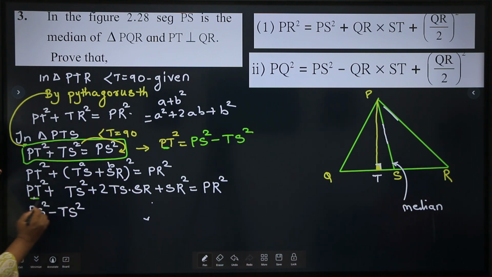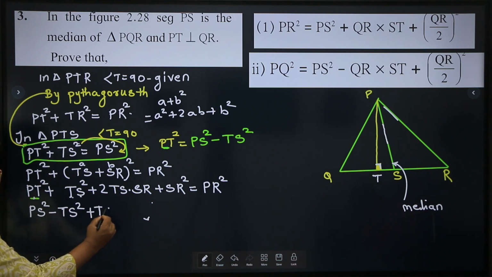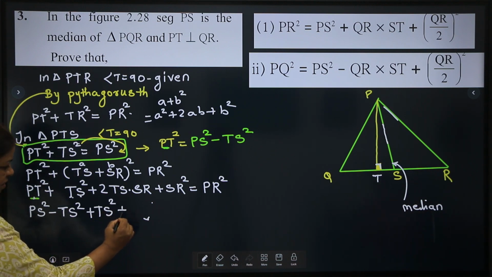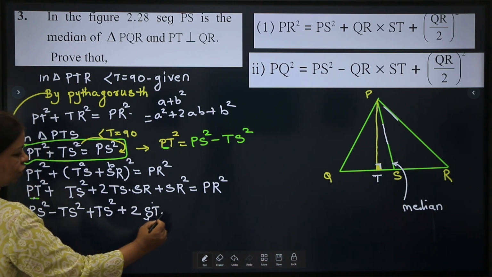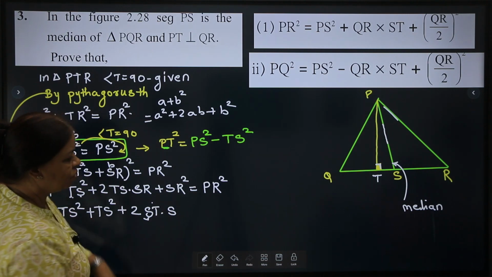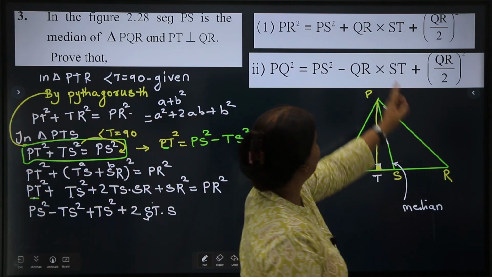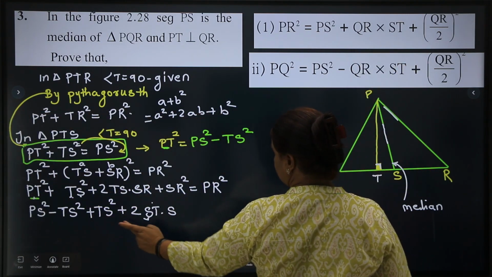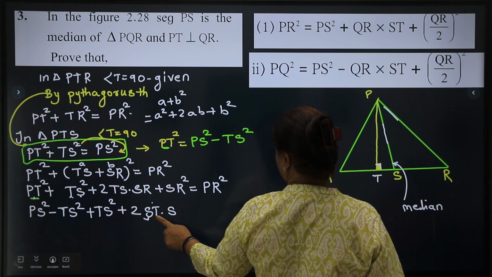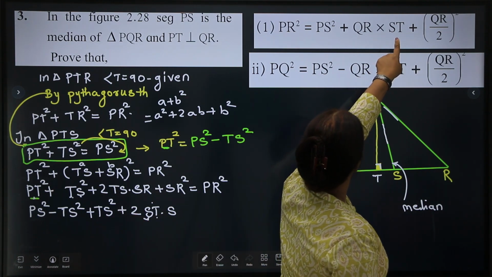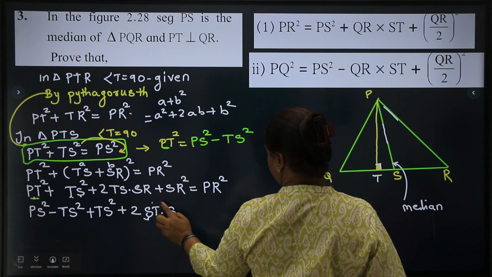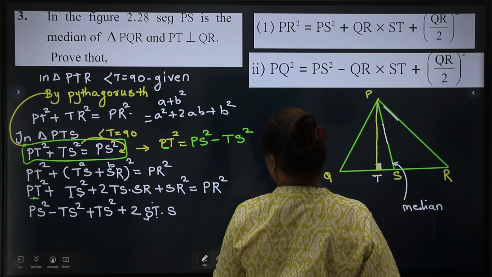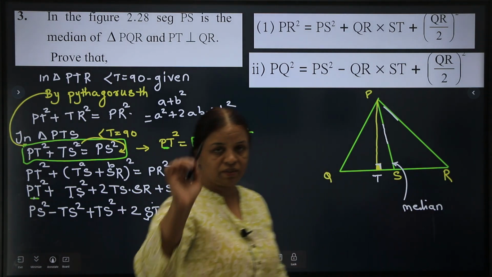This is the value of PT square, and we have here TS already, plus TS square plus 2 times ST into SR. Now if you go to see SR, I want here ST. I got ST here, but I do not want ST with SR. See here with ST there is SR, which I do not want.